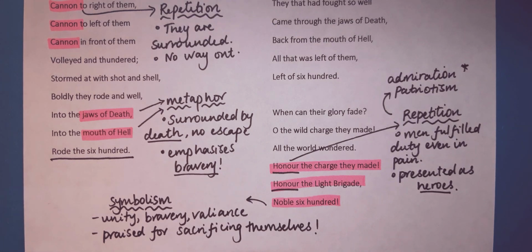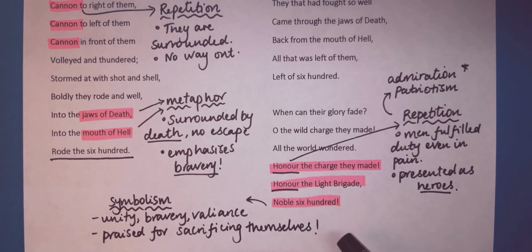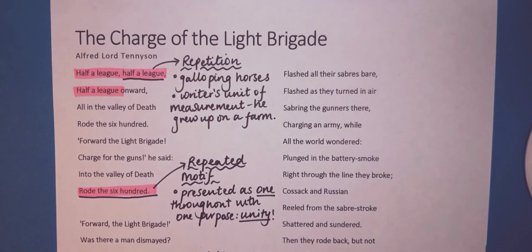We need to remember how the 600 stayed as one. They were in perfect unity, they were brave, they were valiant, they sacrificed themselves for their country. So again, there's an attitude of patriotism and admiration. The horror has gone now, but it was at the beginning of the poem quite a lot. So that was the poem Charge of the Light Brigade by Alfred Lord Tennyson.